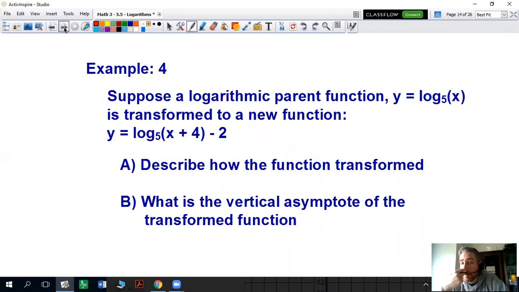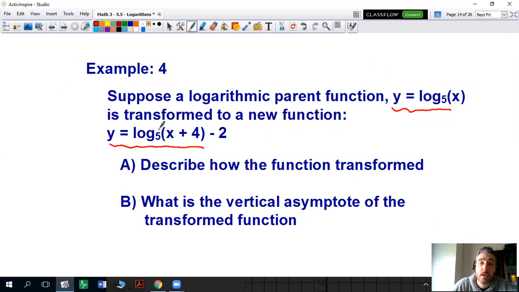So let's go over another example. We'll do this one together. We want to describe how the function transforms. So we have our parent function, y equals log base 5 of x, and it gets transformed into y equals log base 5 of (x plus 4) minus 2. I want to describe how the function transformed and what is the new vertical asymptote of the transformed function.